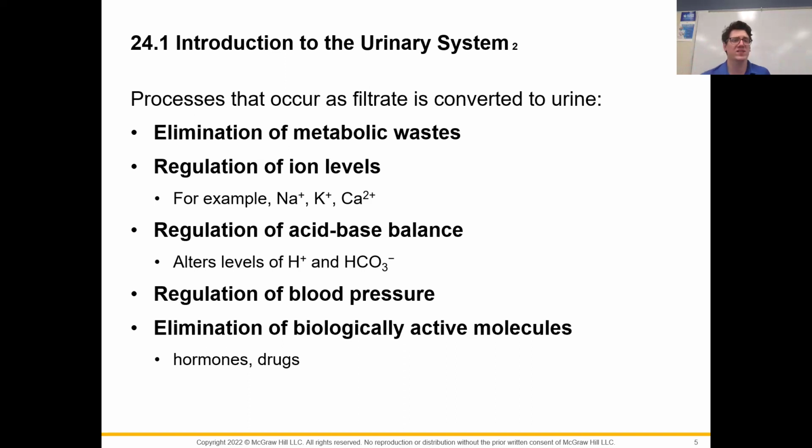We're also going to use it to regulate the levels of many different kinds of ions, whether it's sodium, potassium, calcium. All of these are going to be important. When I say regulate, though, this means that we can determine when those levels go up and when those levels go down. Okay.